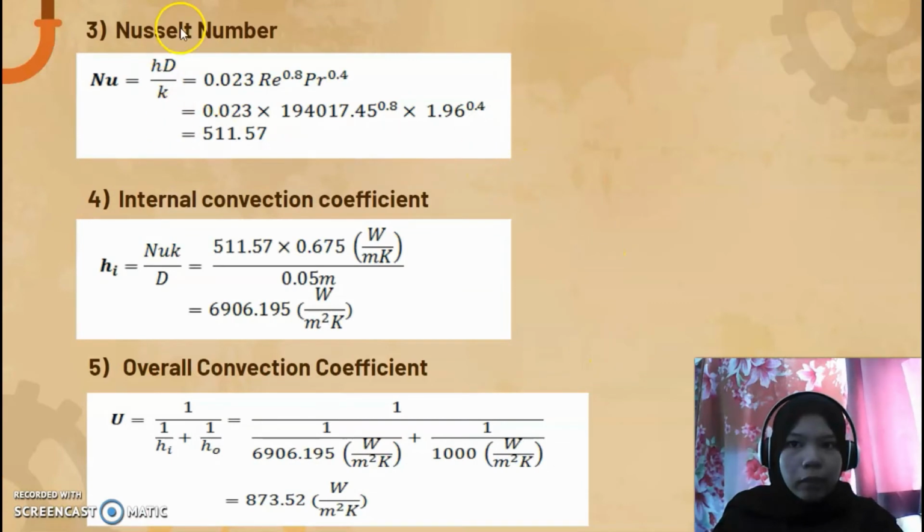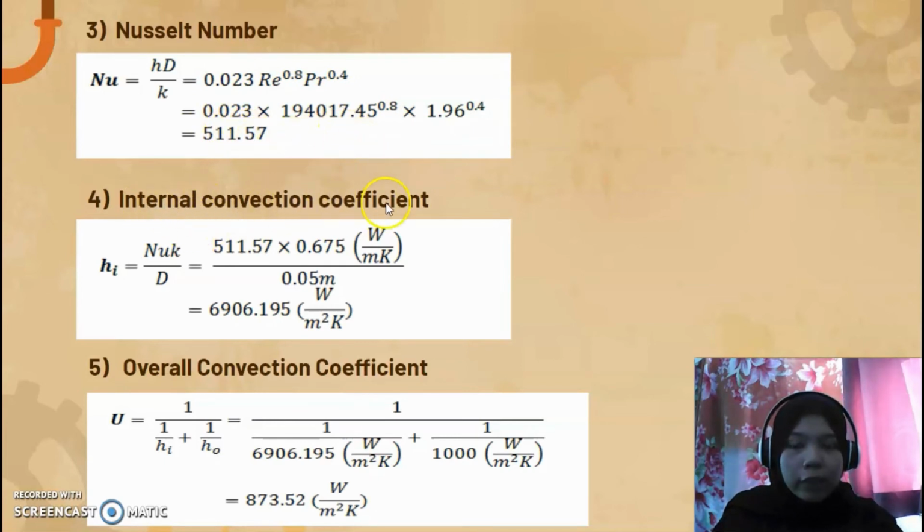Next, Nusselt number. We need to know the Nusselt number to get the internal convection coefficient. So for the Nusselt number, after we know the type of flow, which is turbulent, we use the formula 0.023 Re to the power of 0.8 times Pr to the power of 0.4. So after we substitute the values, we get the Nusselt number 511.57.